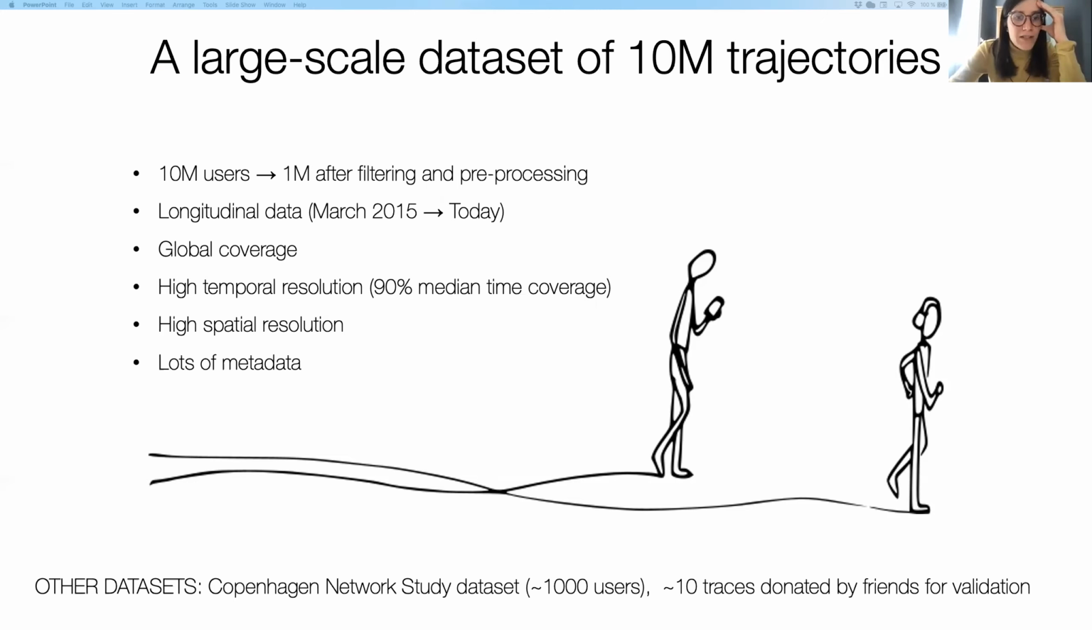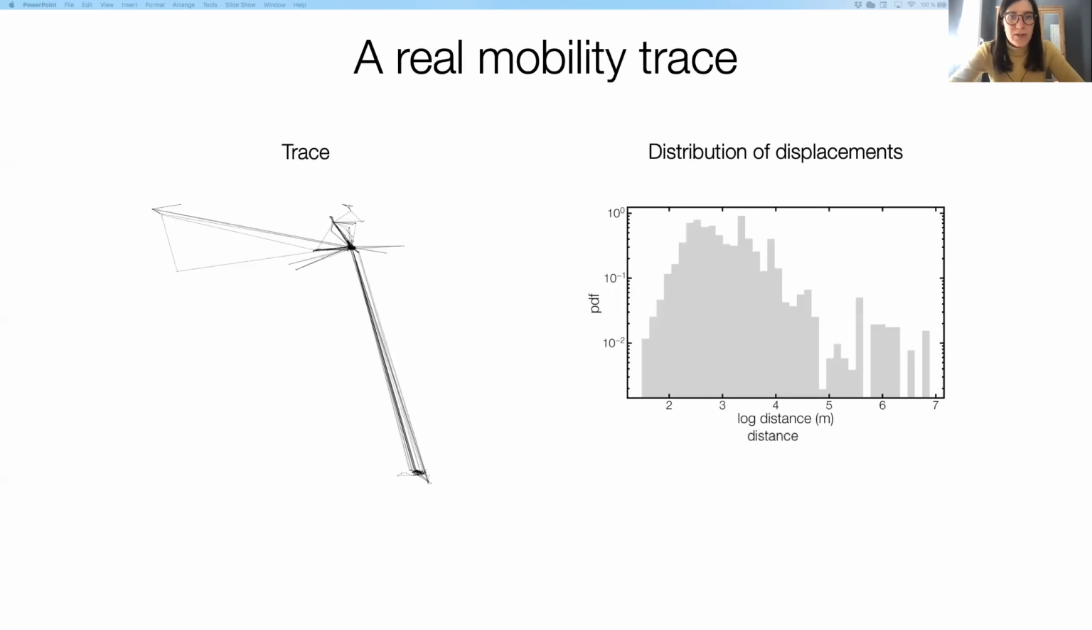And we also have other data sets. So one is the Copenhagen Network Study data set that was collected in Copenhagen some years ago. And it's basically an entire cohort of students that was given phones, and their mobility data was also collected. And then we also had some traces that were donated by volunteers. And what we did was we took some real traces. So here you can see a real trace, and we just applied the method that I just described to find the containers and the transition levels.